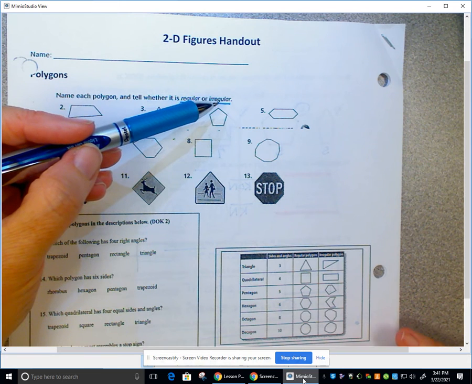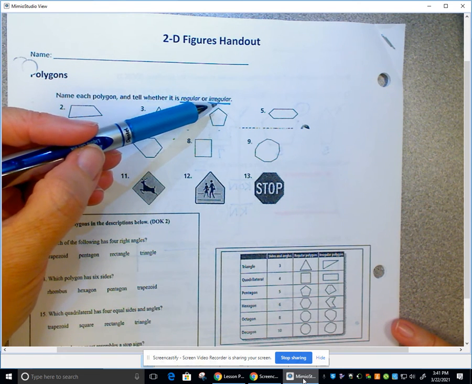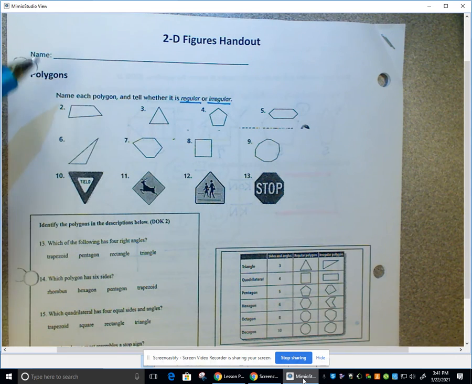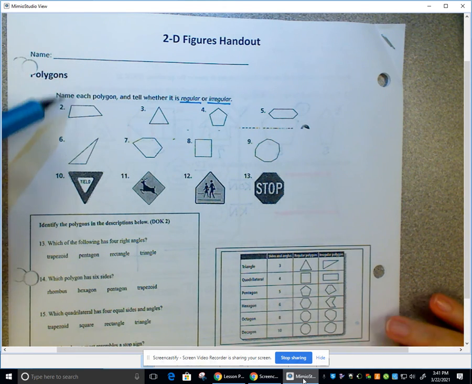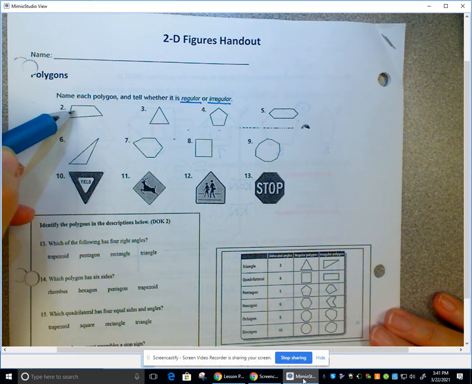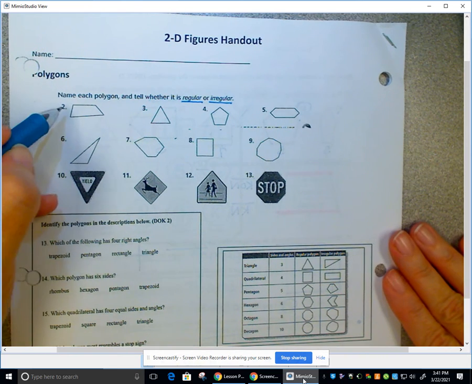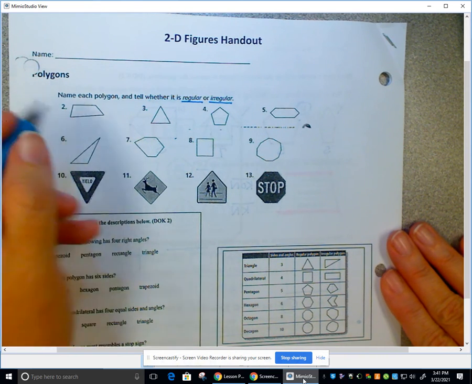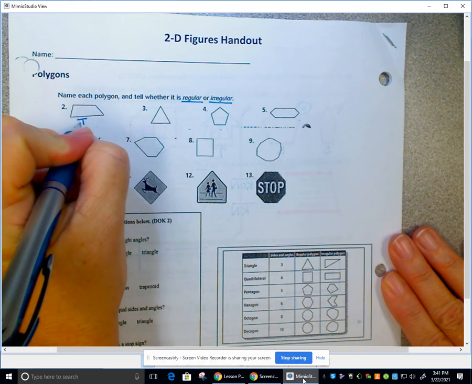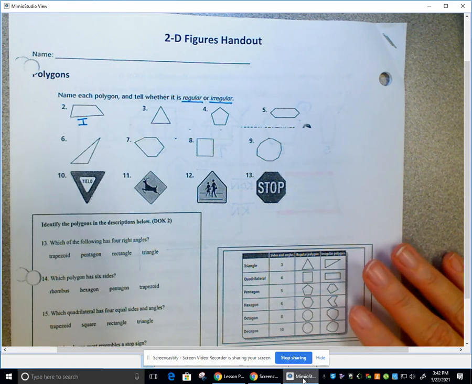Irregular would mean all the sides could be different lengths, and all the angles could be different. So looking at number 2 right here, this is a quadrilateral. I really don't know what kind, but let's look at the sides. They're all different lengths, right? So that would be irregular.